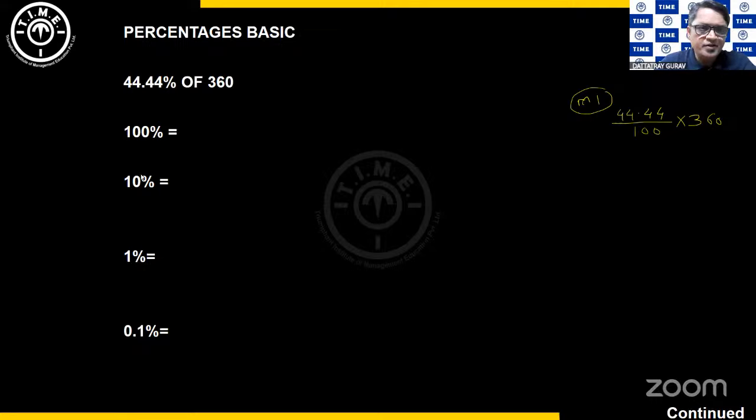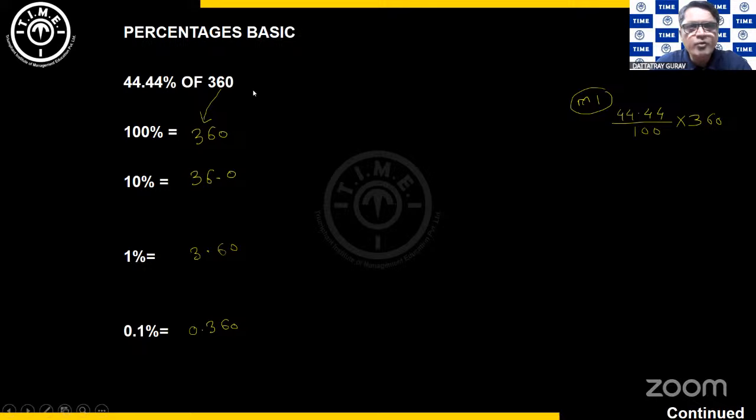Now what will the second method be? I'll use the table of 100%, 10%, 1%, 0.1% like this. In this question, I want 44.44% of 360. So we can say 100% equals 360. What will 10% be then? Simply 36.0. What is 1% then? It will be 3.60. I'm shifting the point toward the left. What will 0.1% be? It will be 0.360. So now what is my target? 44.44%.